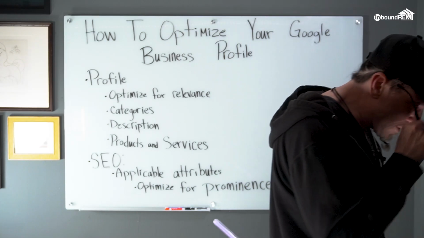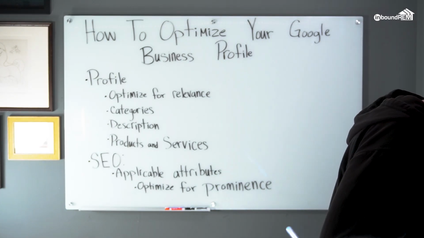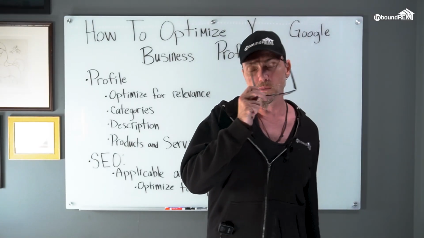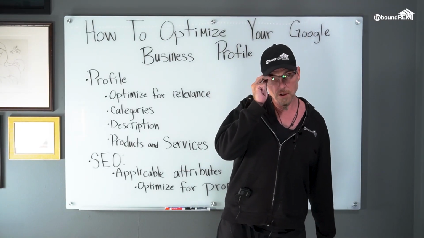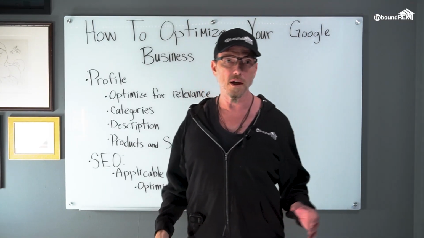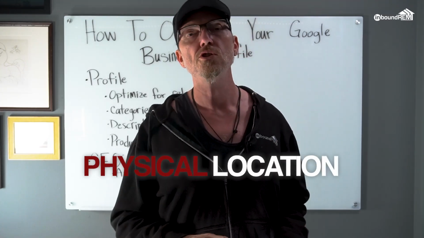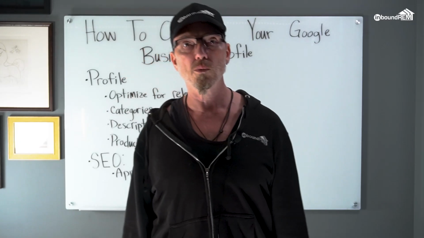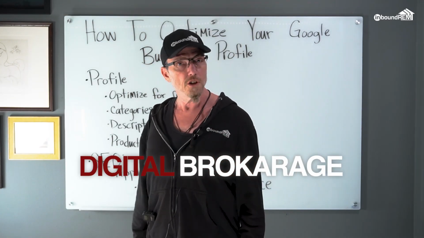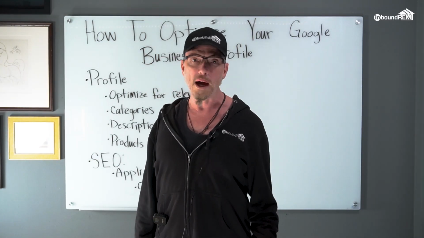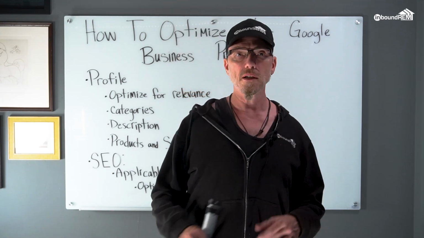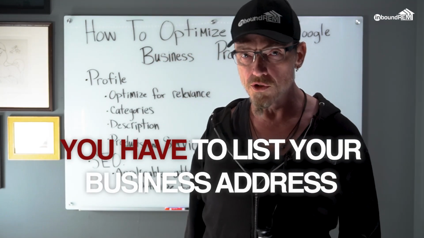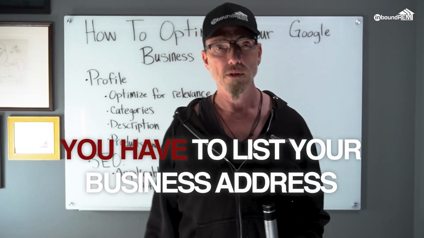So add applicable attributes like Wi-Fi, outdoor seating, women-owned, or wheelchair accessible. So here's an interesting thing. If you're working at a brokerage that is a physical location, you want to go nuts with this. If you're working a brokerage scenario where you're a digital brokerage, you do not want to go nuts with this. Why? Because very few of you will be hosting people at your house. You have to list your business address to have a hope in ranking.